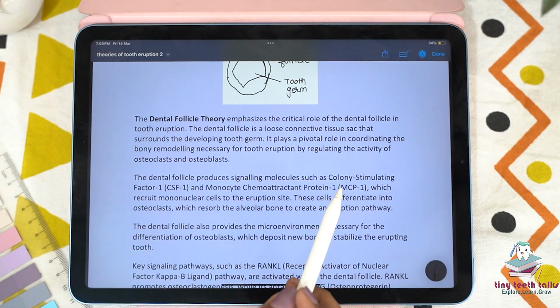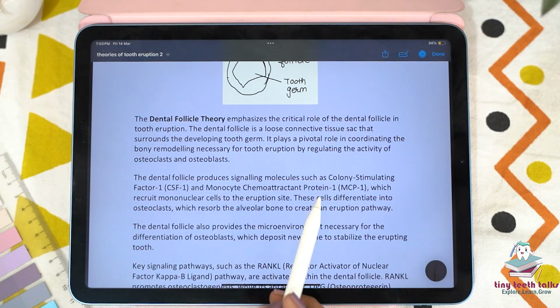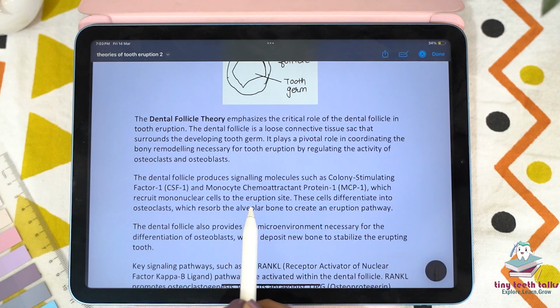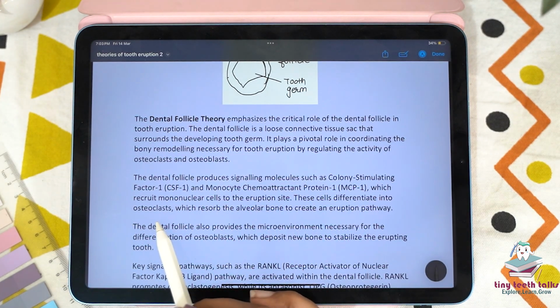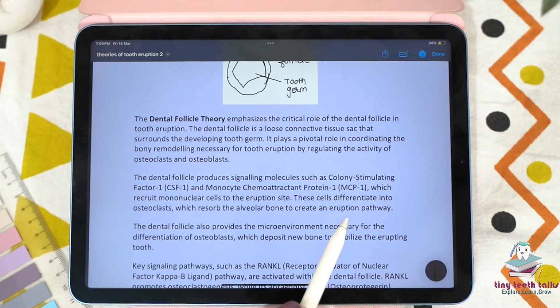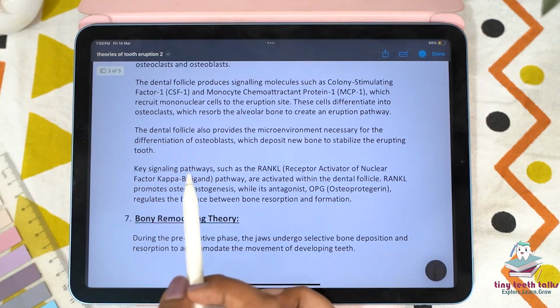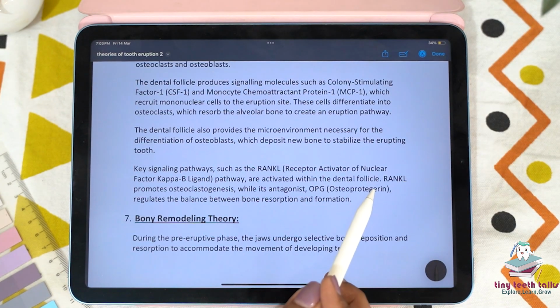signaling molecules such as colony stimulating factor CSF1 and monocyte chemoattractant protein 1, MCP1, which recruit the mononuclear cells to the eruption site, and these cells differentiate into osteoclasts, which resorb the alveolar bone to create an eruption pathway. The dental follicle also provides the microenvironment necessary for the differentiation of osteoblasts, which deposit new bone to stabilize the erupting tooth. Key signaling pathways such as the RANKL pathway are activated within the dental follicle.